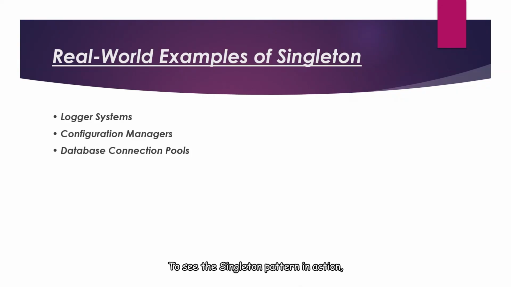To see the singleton pattern in action, let's look at a few real-world examples. Logger systems. Often we need a single centralized logger that handles all log messages throughout an application. Having multiple instances of the logger could lead to inconsistent log messages. Database connection pools. A connection is a limited resource in your application. You don't want to create new connections every time you need one. So a singleton connection pool manages all the database connections, ensuring there's only one instance of the pool. Configuration managers. Many applications have configuration settings that need to be accessed globally. Using a singleton ensures that the configuration is loaded only once and used consistently throughout the application.